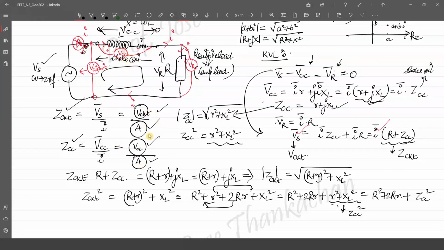So if these are connected here, we know V circuit divided by A is Z circuit. VCC divided by the ammeter reading is ZCC. So from this equation, finally, what do we have? Z circuit square is equal to capital R square plus 2 times R into small r plus ZCC square. That means this is known to us from measurement. ZCC is also known to us from measurement, isn't it? These two quantities. So from here, can you calculate what is small r?